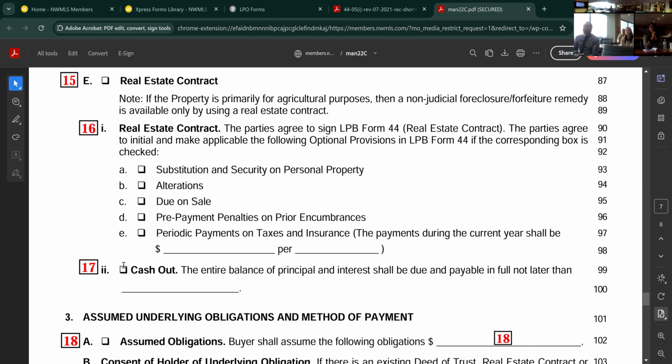Last part is cash out. The entire balance of principal and interest shall be due and payable in full no later than date. So you're putting a full date. Again, real estate contracts, those ones you can see a little bit. You probably will see stuff that's higher than the average of the 5-year.